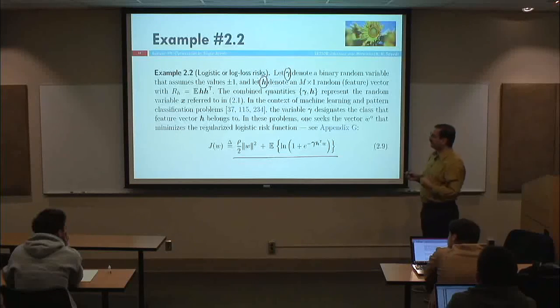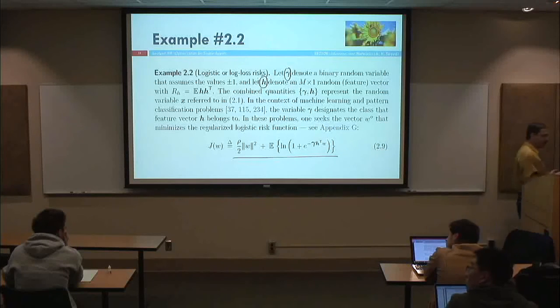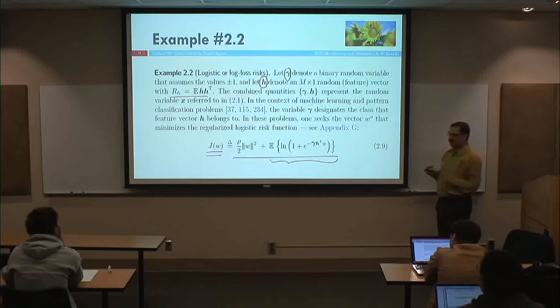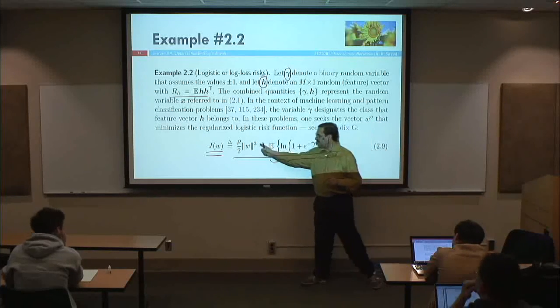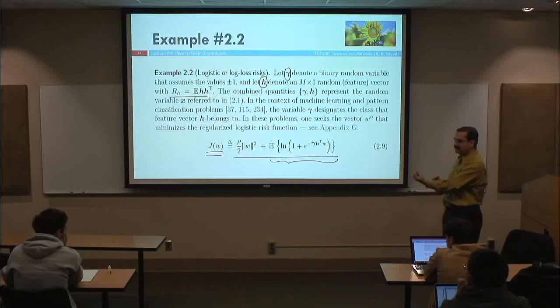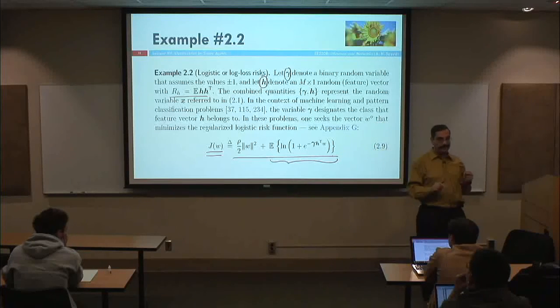So H is a feature vector, with covariance matrix R sub H, as you see here. In the logistic regression problem, I would like to minimize this risk function, which is defined in terms of the expected value of the logistic loss. Log, and here the random variables appear in the exponent of E, and this is a regularization term. You are putting some weight on the energy of omega, on the squared Euclidean norm of omega.